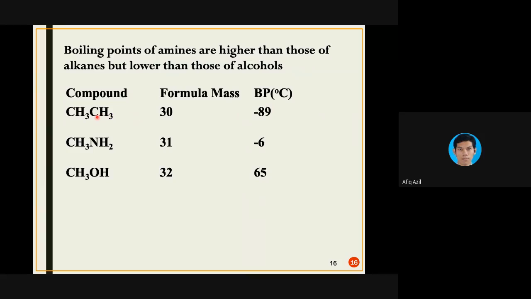If you look over here, the alkane has a boiling point of negative 89 degrees Celsius. That means at room temperature it already exists as a gas. And here, the amine is negative 6, while the alcohol, methanol, has a boiling point of 65 degrees Celsius. Look at the difference, a very big difference: alkane, amine, and alcohol.